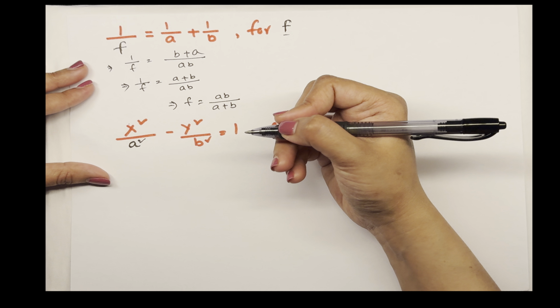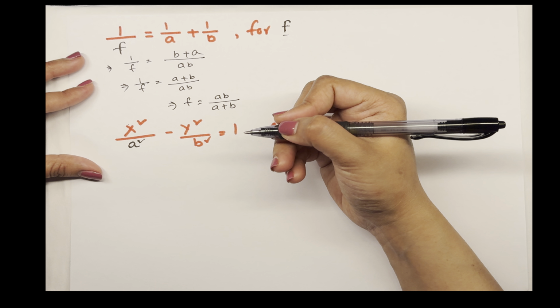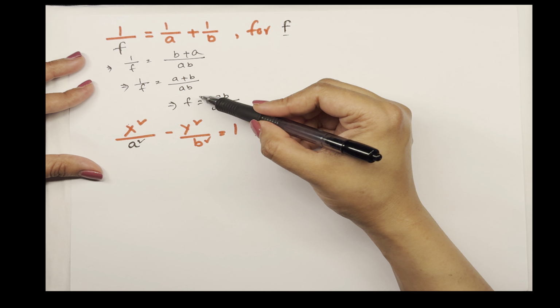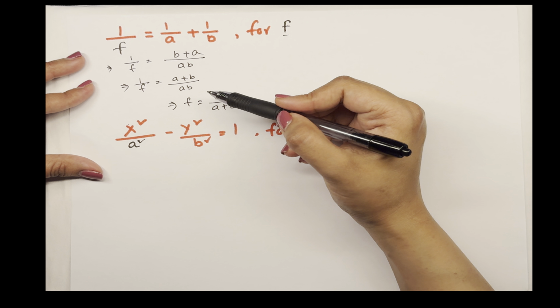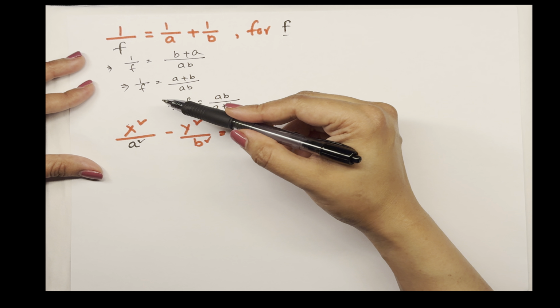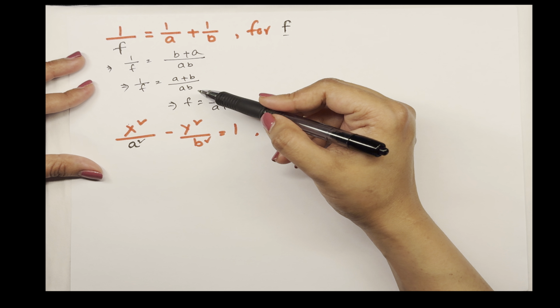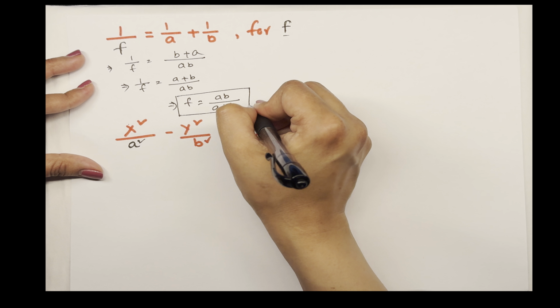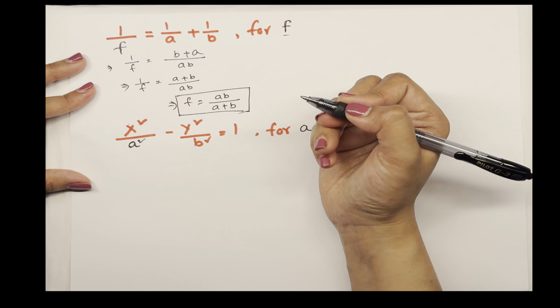Remember, according to the last two problems, when we flip the left hand side, we have to flip the right hand side too. So I flip both the right hand side and the left hand side. So that gives us the value of F.